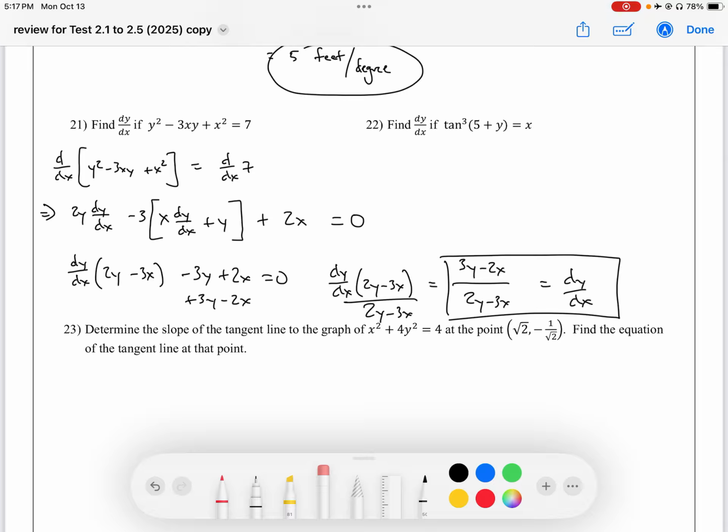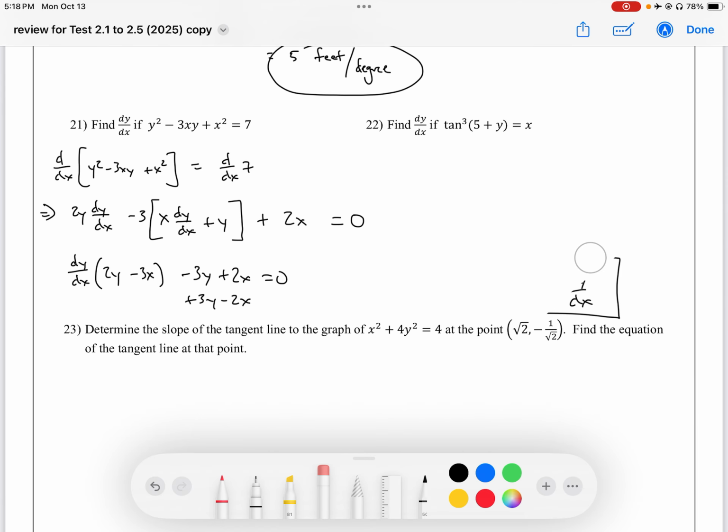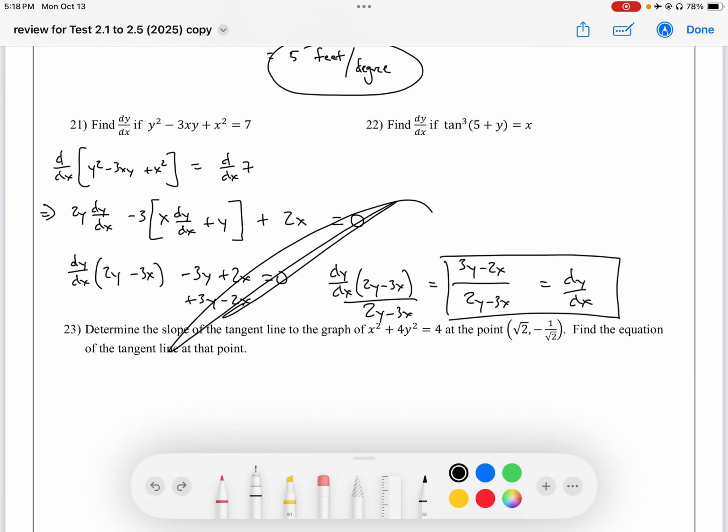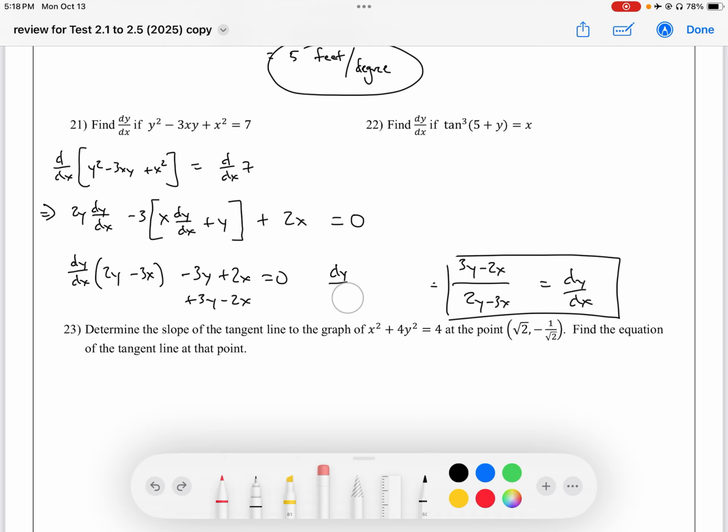Take the derivative of both sides. Make sure you apply any rules. When you take the derivative of y, make sure you multiply by dy/dx. And then isolate dy/dx and solve for it. Factor if you need to: move dy/dx to one side, factor, and then divide. Okay, I'm going to erase this now so I have some more space to do this other problem.